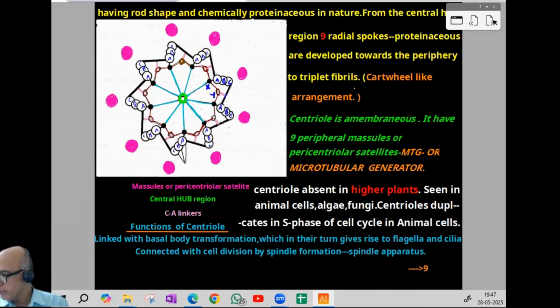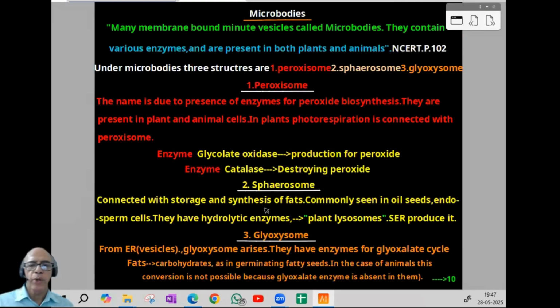Then microbodies. When we come to microbodies, many membrane-bound minute vesicles called microbodies are present in both plants and animals, NCERT page number 1 or 2. Then peroxisome, sphaerosome, glyoxysome. Then why the name peroxisome and what is their function? How are they involved in photorespiration? Two famous enzymes, glycolate oxidase and catalase, what is their function?